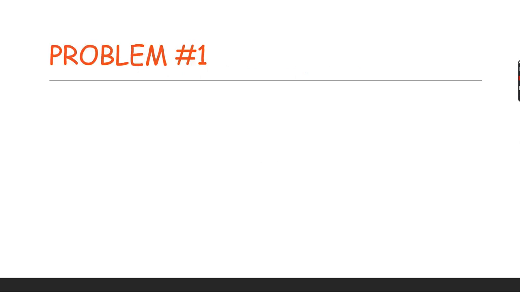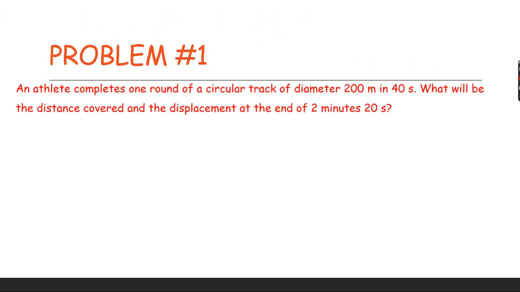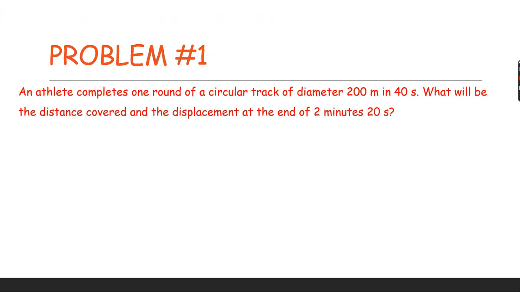So let us go with our problem 1, which says that an athlete completes one round of a circular track of diameter 200 meter in 40 seconds. What will be the distance covered and the displacement at the end of 2 minutes 20 seconds? So there is an athlete and there is a circular track. So he runs around the circular track and for one round it takes 40 seconds. So we are asked to find what is the distance and what is the displacement after 2 minutes 20 seconds.